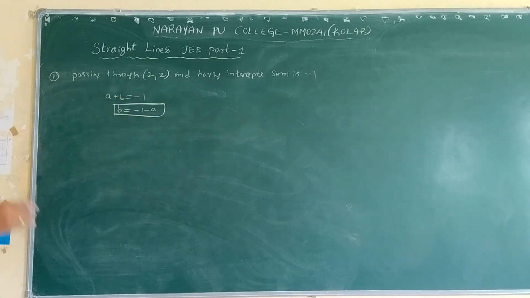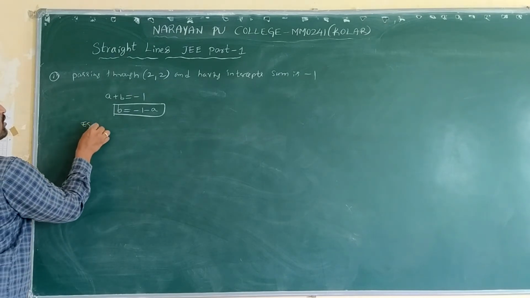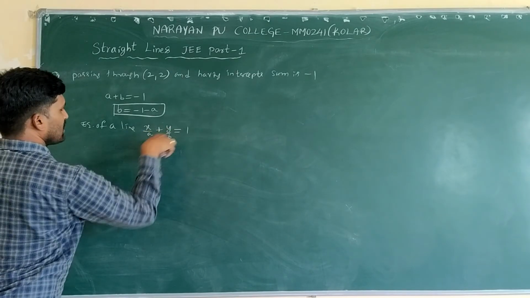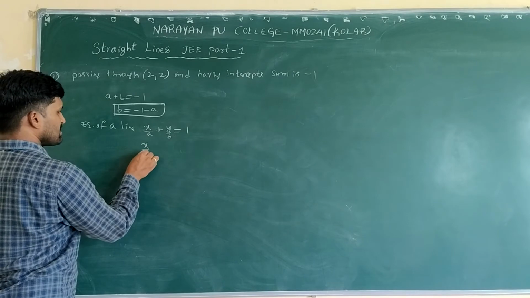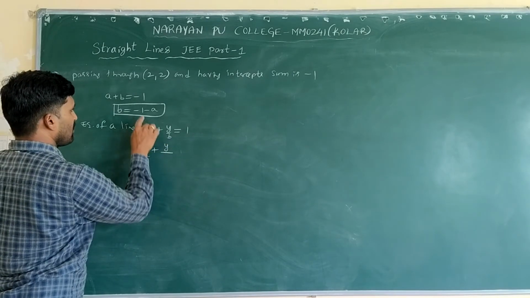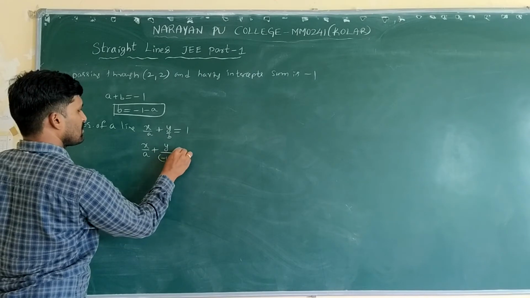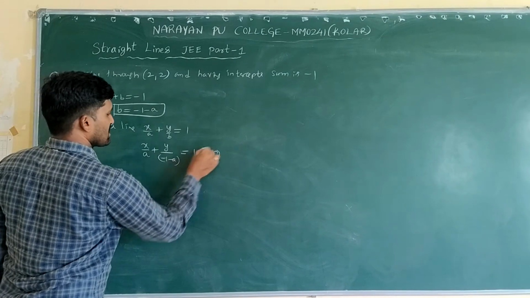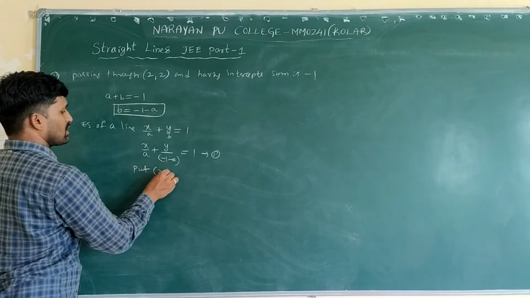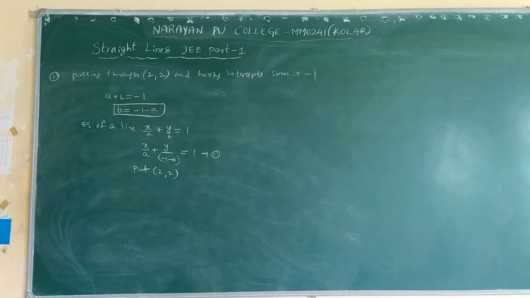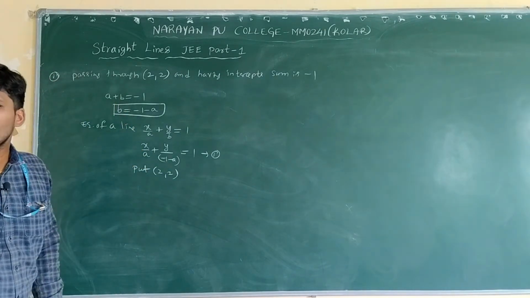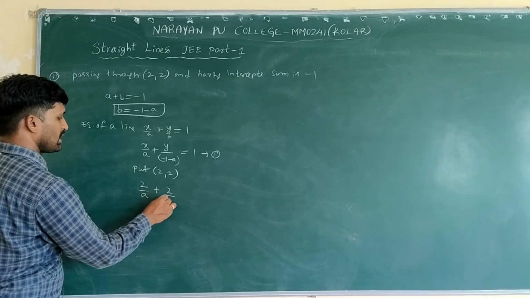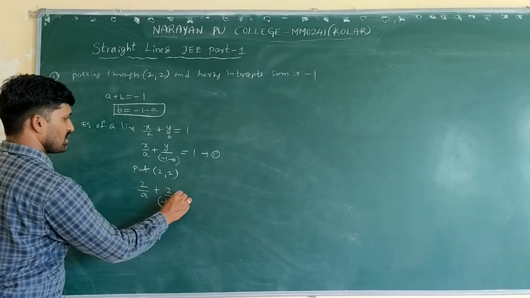Now as the intercepts are given, let's use the intercept formula. My equation of a line is x by A plus y by B equal to 1. X by A is x by A only, and y by B is y by minus 1 minus A, is equal to 1. This line is passing through the point 2, 2. So substitute the x value and y value: 2 by A plus 2 by minus 1 minus A is equal to 1.